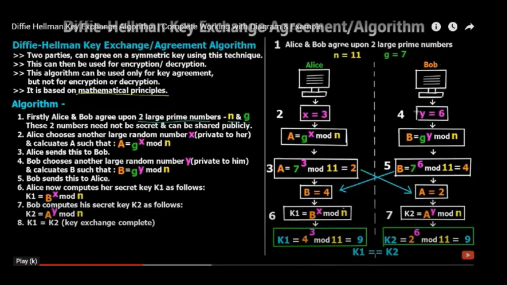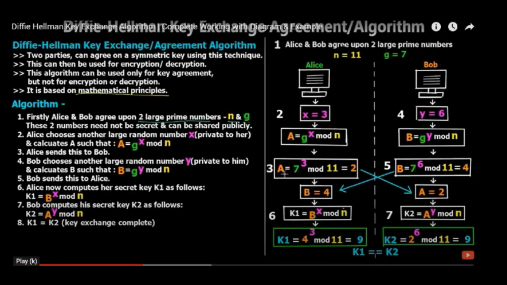Then using X and Y, they are going to calculate a value called A and B. Same formula. What is the formula? The formula is G to the power of X mod N. This is the formula you have to remember. G is already a random number, we have the value for G. X is the secret key. Mod N, N is also a prime number. We already know this value.